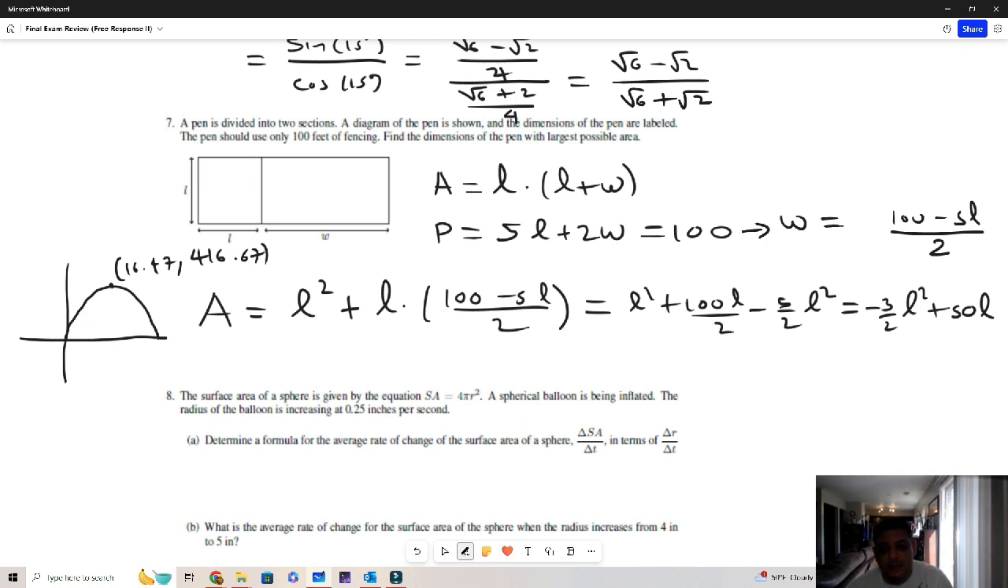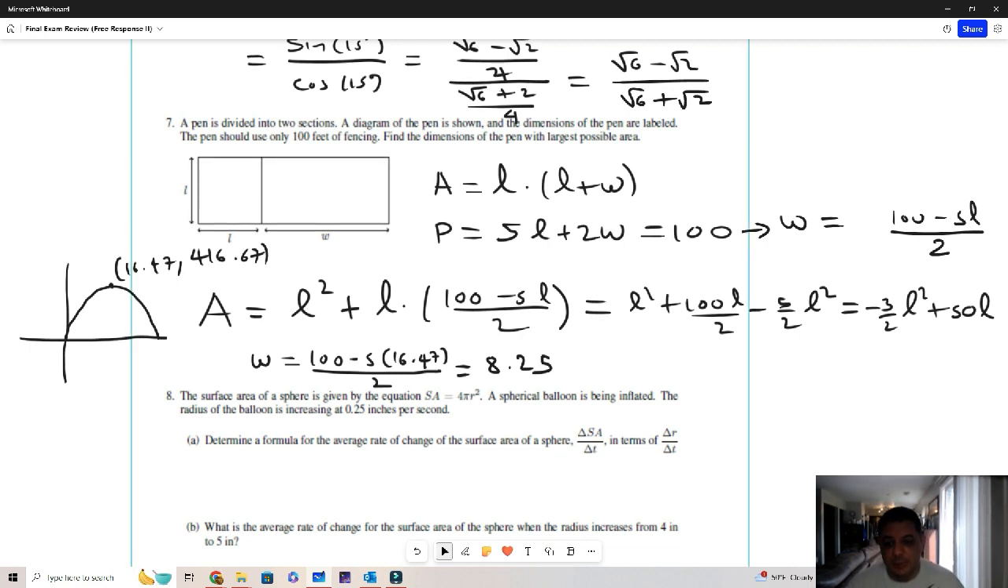Now you can calculate W with this 16.47. You can plug the value into 50 minus 16.47 and divide by 2, and you're going to be able to calculate how much W is in this dimension, which will be 8.25. And that pretty much concludes question number 7.